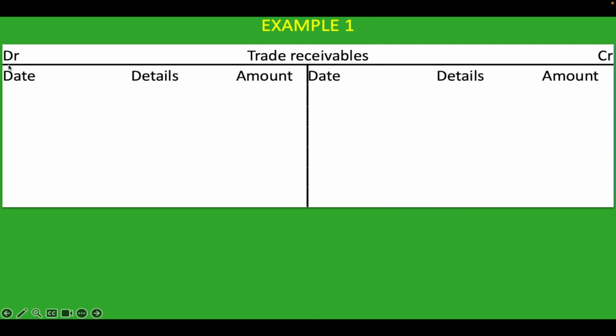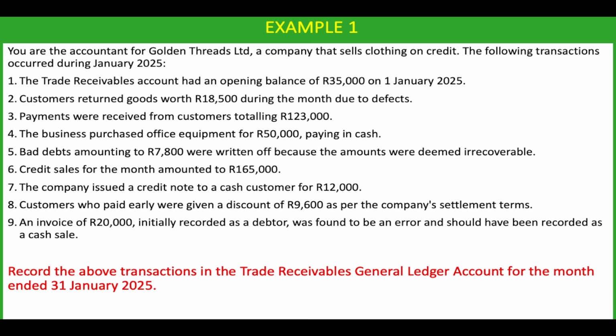We've got the debit on the left hand side and the credit on the right hand side. So if you've checked out our lesson, Accounting for Beginners part 3, this should be quite familiar. So let's go through the information and see what we do. Now, let me just give you a brief explanation of what trade receivables is.